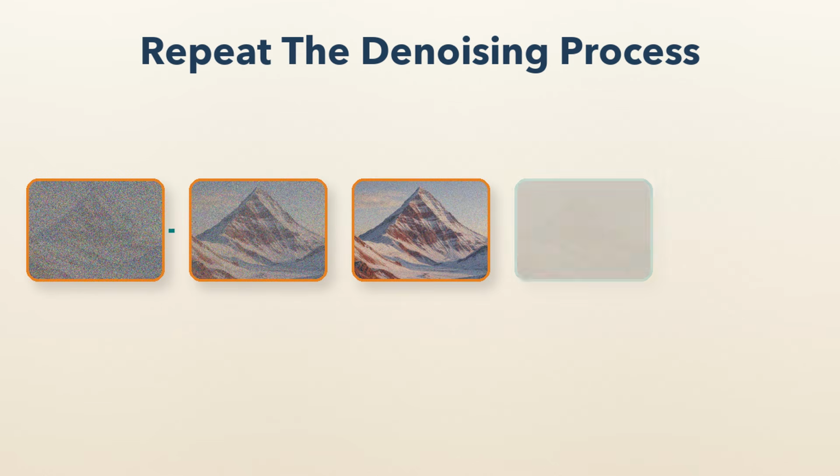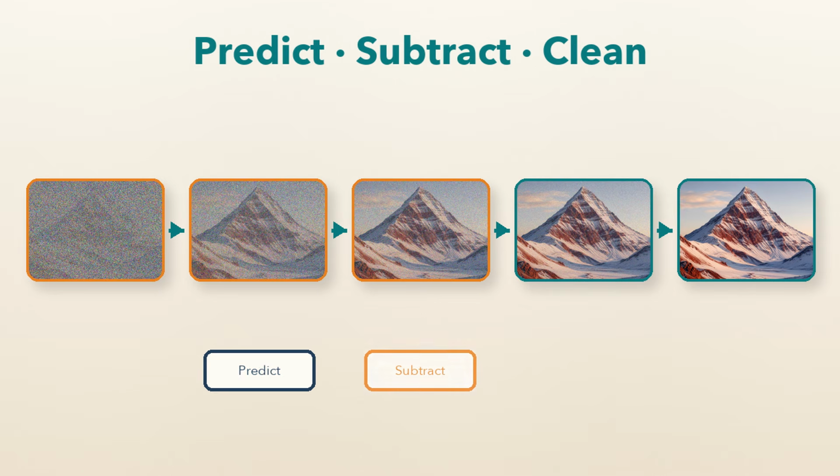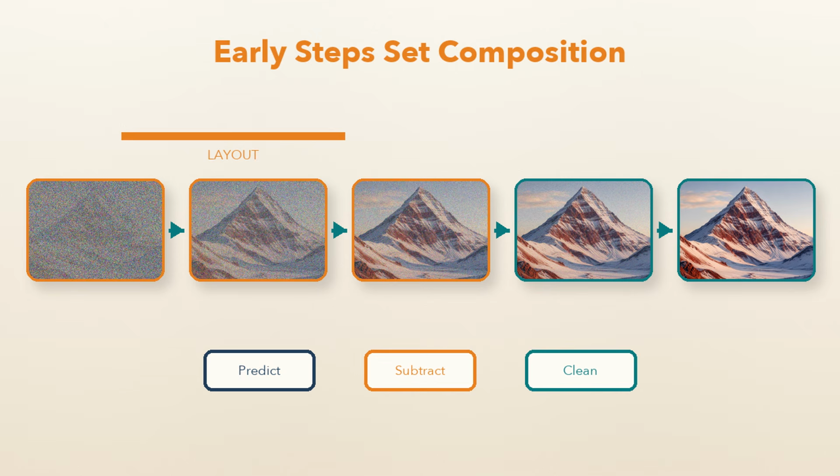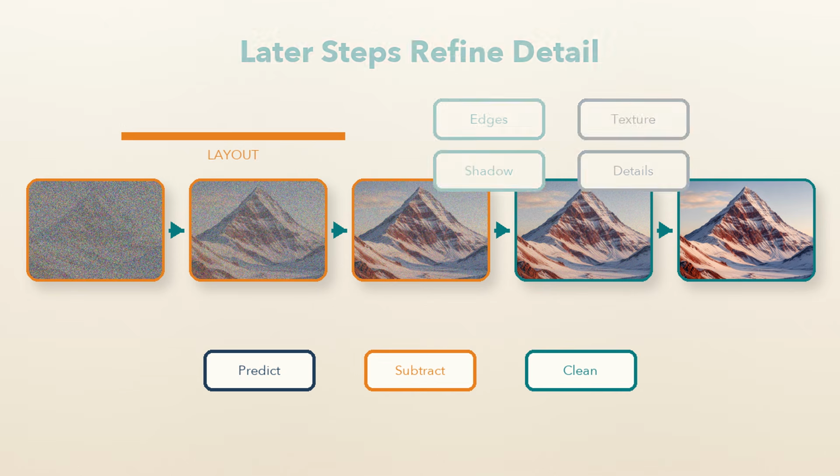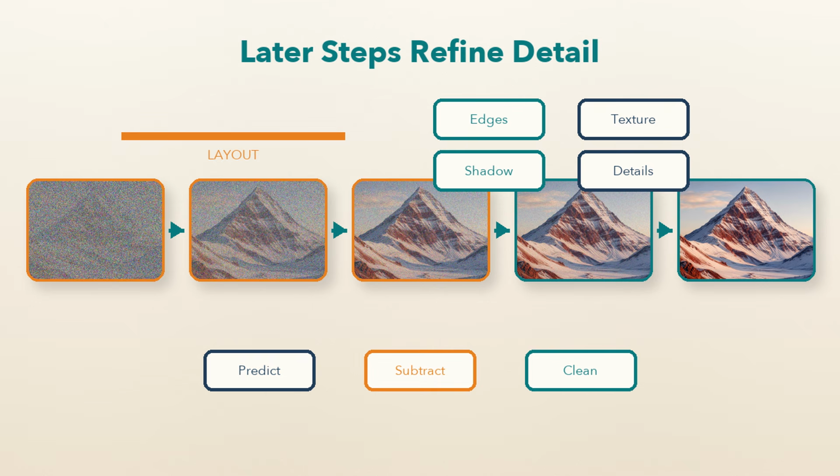The model now repeats the denoising process. At each step, it predicts the noise currently present, subtracts part of it, and moves toward a cleaner result. Early steps establish composition and large shapes. Later steps refine edges, textures, facial details, shadows, and small visual patterns.